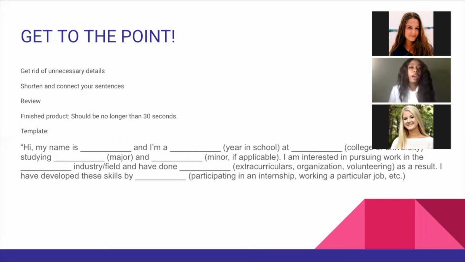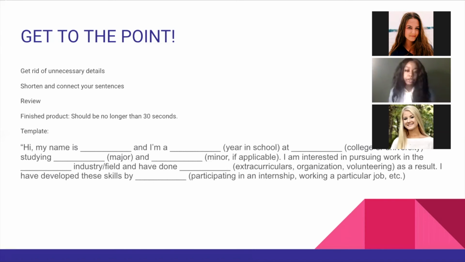So next, when we come to the elevator pitch, it is very important to get to the point. We're going to get rid of unnecessary details. So when I was speaking, I had a lot of choppy sentences where I put, I am currently a Ball State student. I could have put, I am currently a senior Ball State student, to make those sentences concise and make it just one instead of two different sentences, which in turn makes your elevator pitch shorter, of course. So you need to shorten and connect those sentences that you just previously wrote.